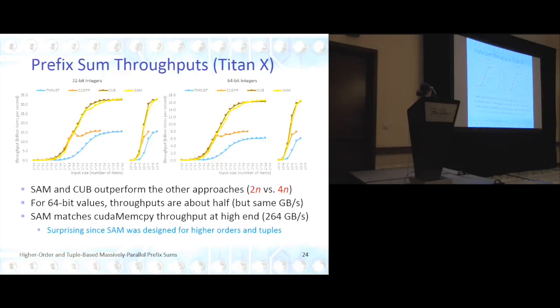And we have the same result for the 64-bit integers as well. We also computed the CUDA memcpy throughput, and we saw that for the very large problem sizes, the throughput of SAM is the same as CUDA memcpy. That means that you cannot have a better algorithm for this GPU than SAM, because CUDA memcpy doesn't do any computation. So SAM is optimized for this GPU.